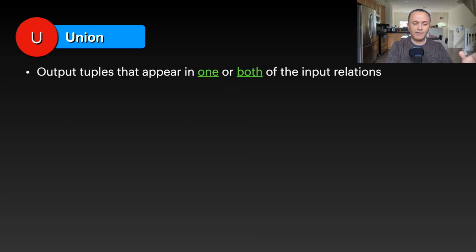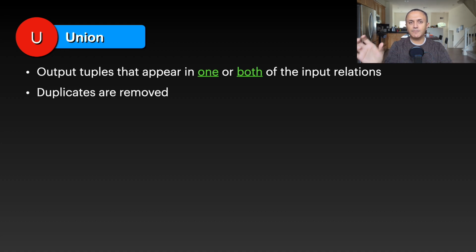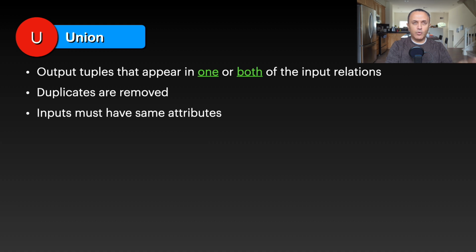Union, basically you have 2 input relations, and you want to output all the tuples that appear in either one or both of those relations. And as usual, no duplicates are allowed. So if any tuple appears in both relations, it will only appear once in the output. It's not going to appear twice. One important condition is that the input relations must have the same attributes in order to be able to do a union on them. And the output will also have the same attributes.